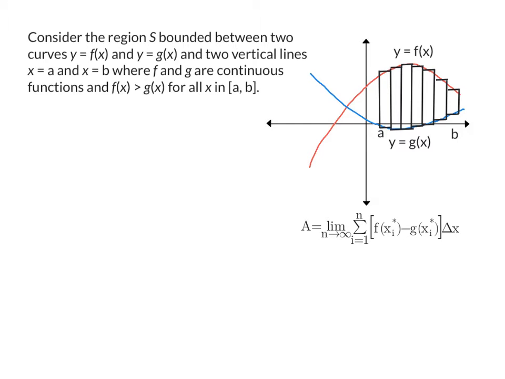Hello. In this video we're going to be finding the area between two curves. Here on the right I have some region S that is bounded between two curves, one I've called f of x and one I've called g of x, and then two vertical lines, x equals a and x equals b. Note that f of x is always above g of x between a and b. f of x and g of x are continuous during this whole interval as well.